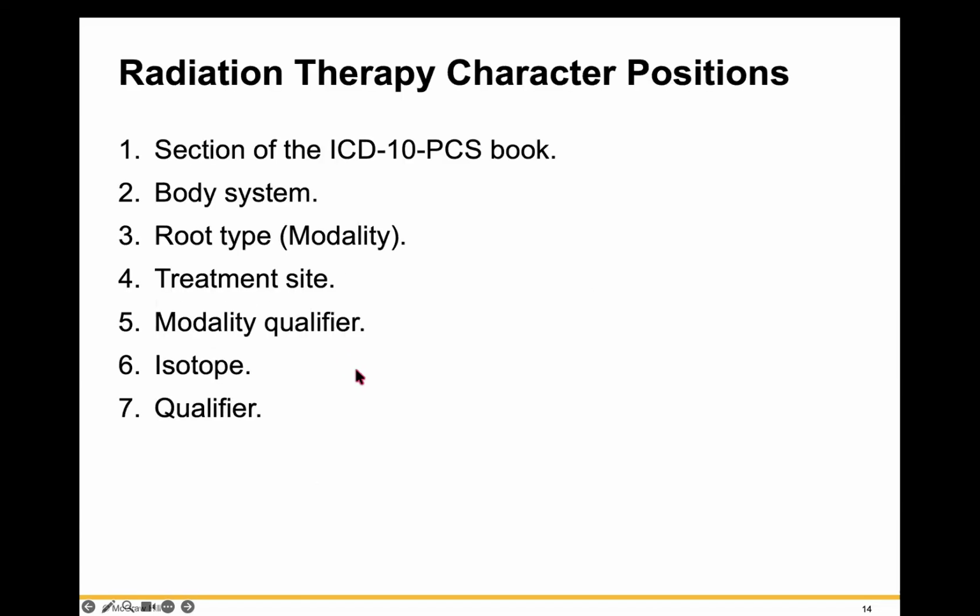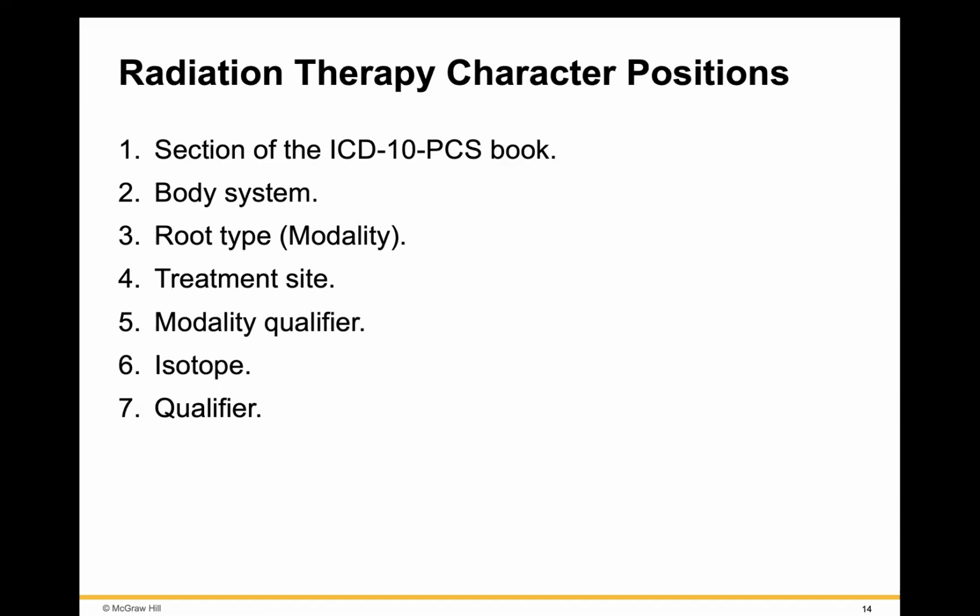When you're coding a radiation therapy procedure, do you know what each character in the ICD-10-PCS code stands for? Again, we're looking at the section of the PCS book. What section are we working on? Then we're looking at the body system, number two. What part of the body is being treated? Number three, root type, modality. What kind of radiation therapy is being used? Number four, we have the treatment site. Can you identify the exact location being treated?